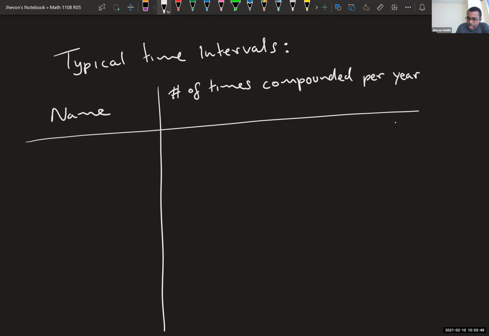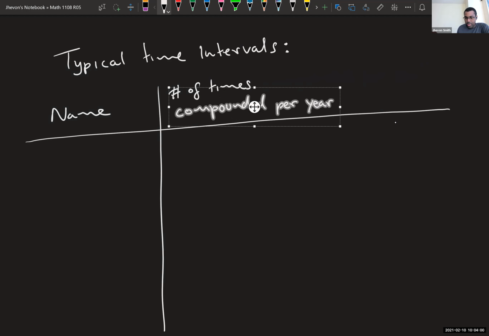I think I wanted to do that in two lines. That's why I wrote it like that, not in line with the name. It doesn't matter.